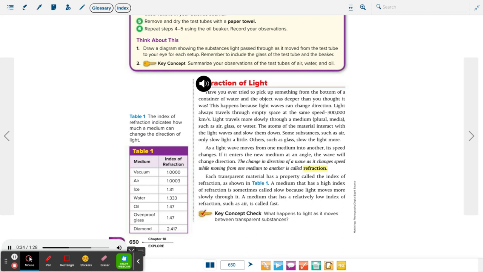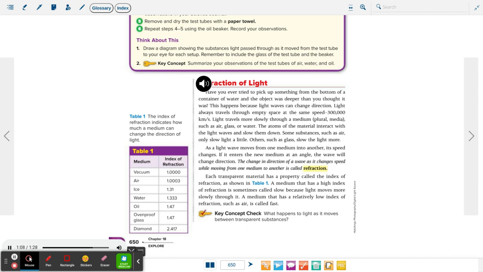Some substances, such as air, only slow light a little. Others, such as glass, slow the light more. As the light moves from one medium into another, its speed changes. If it enters the new medium at an angle, the wave will change direction. The change in direction of a wave as it changes speed while moving from one medium to another is called refraction. Each transparent material has a property called the index of refraction, as shown in Table 1.